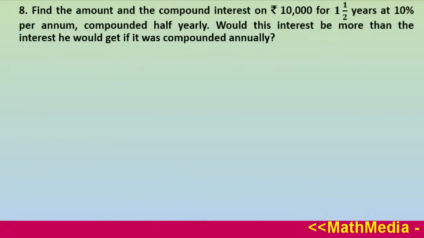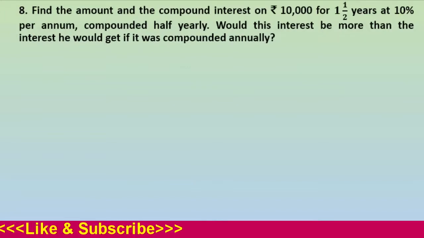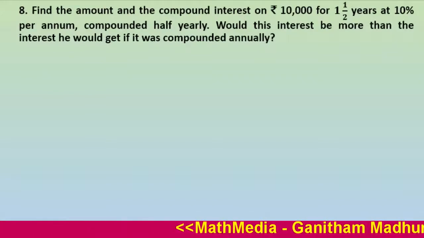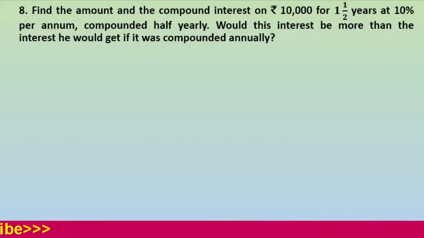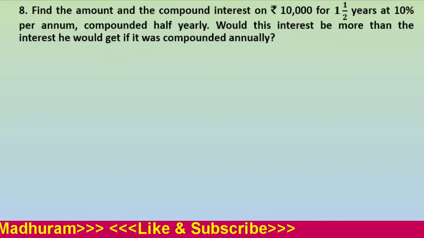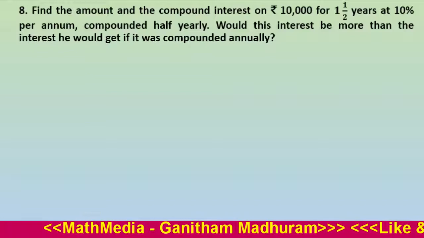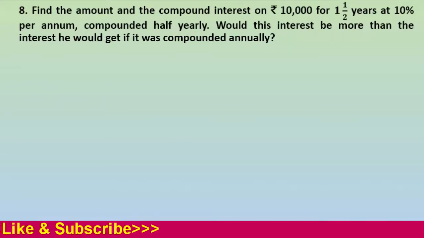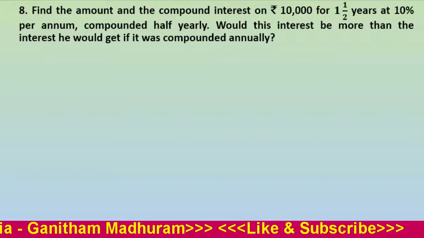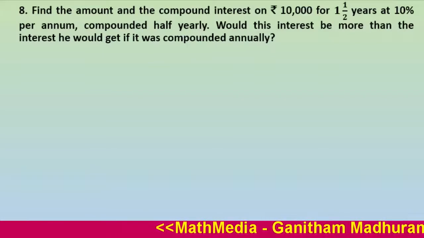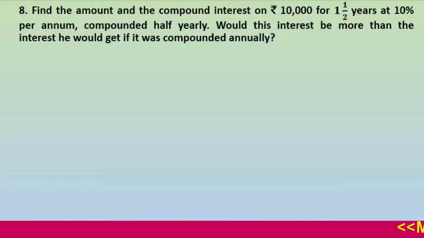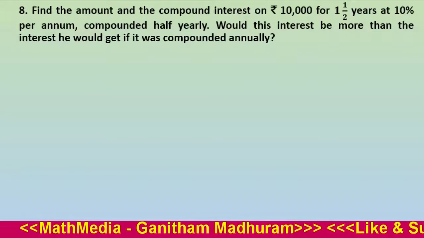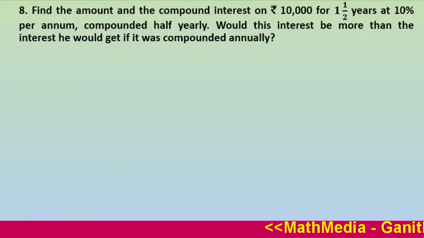Now we move to question number 8. Find the amount and the compound interest on rupees 10,000 for 1.5 years at 10% per annum compounded half yearly. Would this interest be more than the interest he would get if it was compounded annually? I think the question is clear. Here we can find the compound interest for half yearly and annually. And the question is whether the compound interest in the half yearly is more than annually.